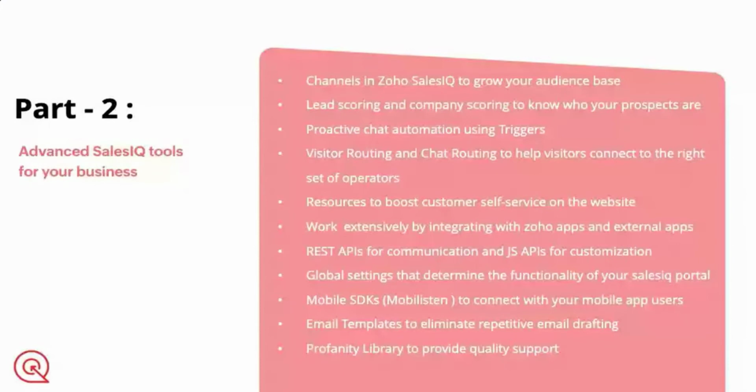Then we're going to be looking at resources, one of the most important features in Sales IQ 2.0. Then about how you can integrate Zoho Sales IQ with Zoho apps and other external applications, REST APIs, JS APIs, and then about some global settings and how you can connect with your mobile application users with Mobilisten. Then about other features like email templates and profanity library. All right, so let's jump right into the session.